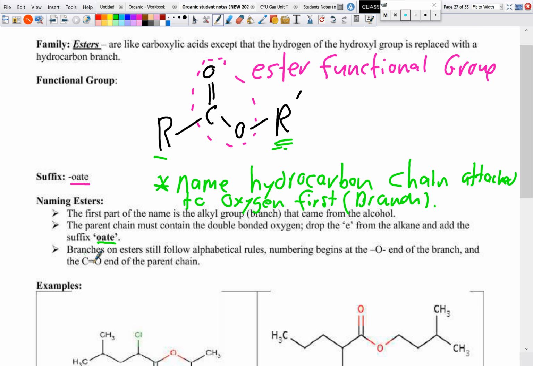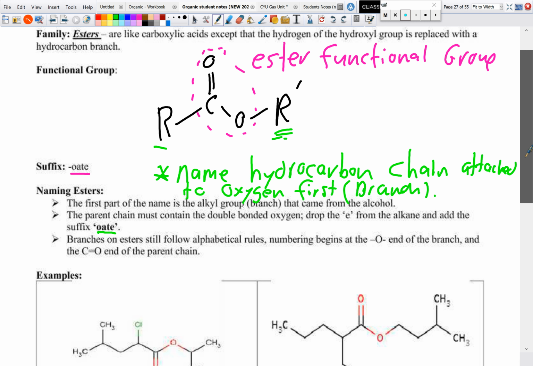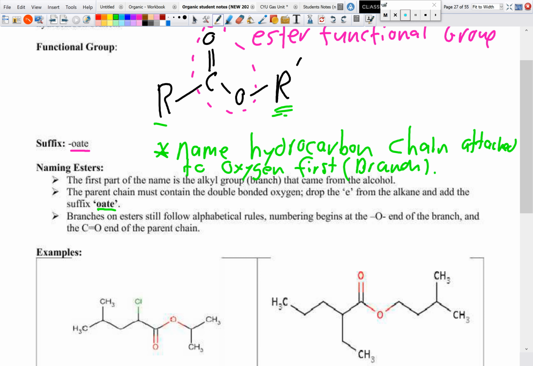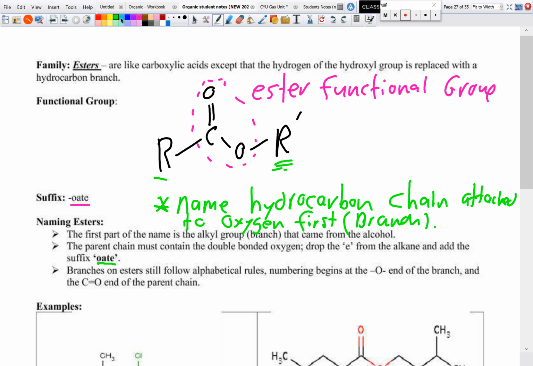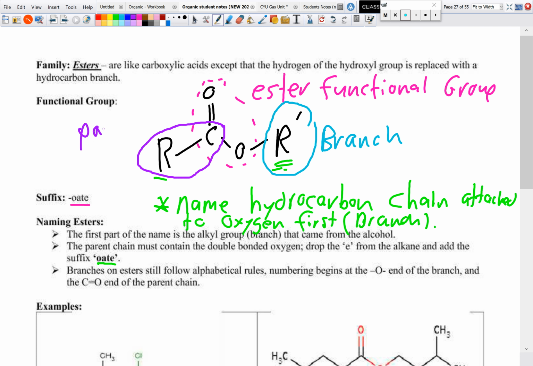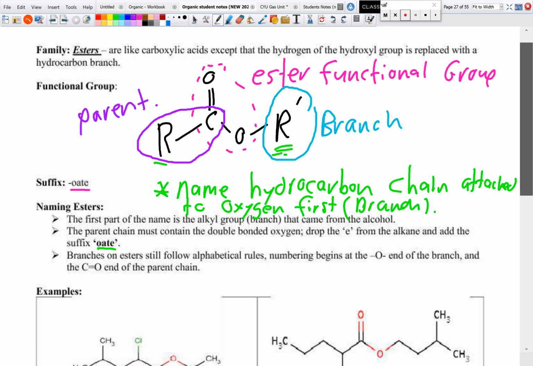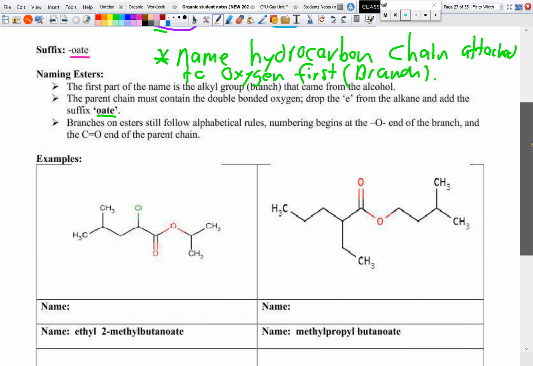Now, we have to remember that branches on esters still follow alphabetical rules. Numbering begins at the oxygen end of the branch and the C double bond O end of the parent chain. So that's just one little thing that you do have to remember, is that this one right here is considered our branch, and this one right here is considered our parent. So let's actually look at naming a few anyway, and we'll just see how it works out.